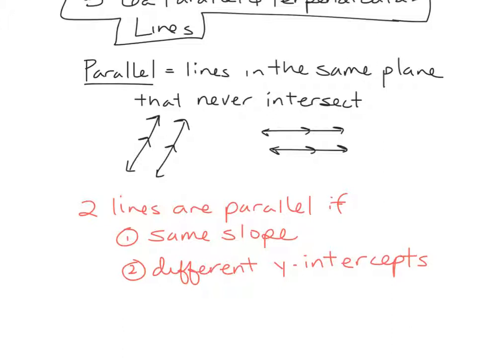Why would they have to have different y-intercepts? What if they had the same y-intercept and the same slope? What would they be? They'd be the same line, right? So then they wouldn't be parallel, they would be the same line. So they have to have the same slope, but different y-intercepts, okay?